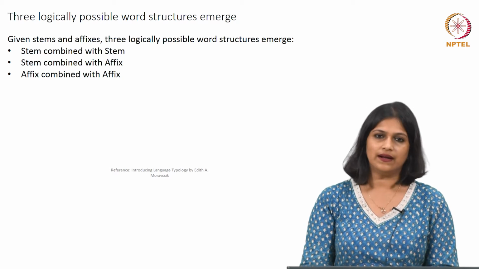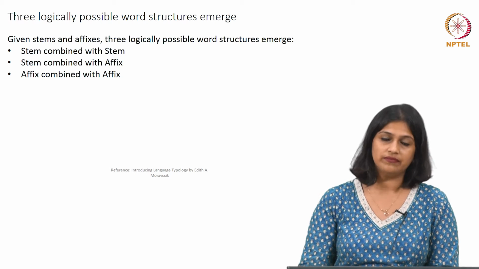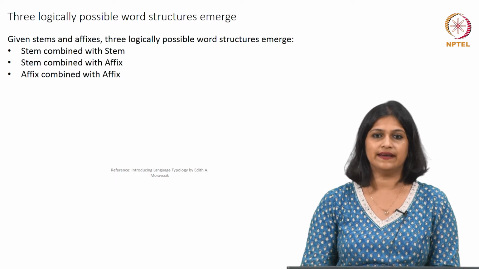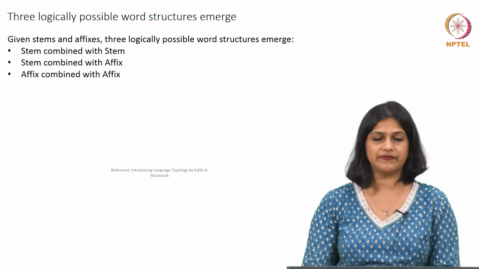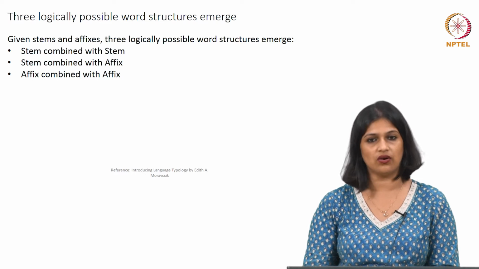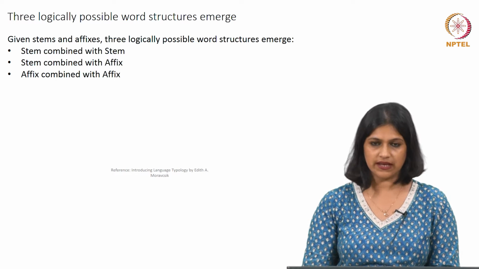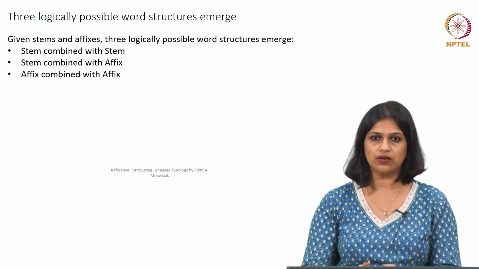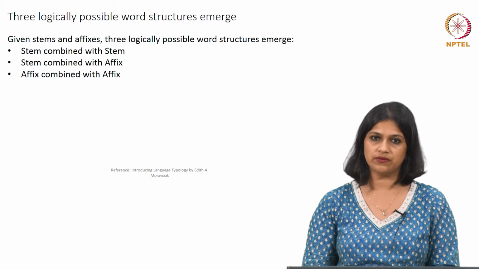Before that, I would like to help you recall what we talked about when we discussed what a stem is, what an affix is, and how affixes include prefixes and suffixes. Primarily, prefixes are derivational morphemes, and suffixes could be either derivational or inflectional depending on the situation. In such cases, the three logically possible word orders emerge. So, what are the three logically possible word orders?